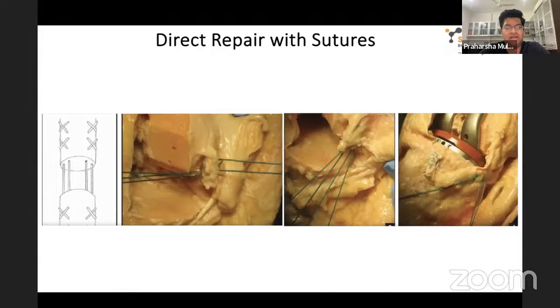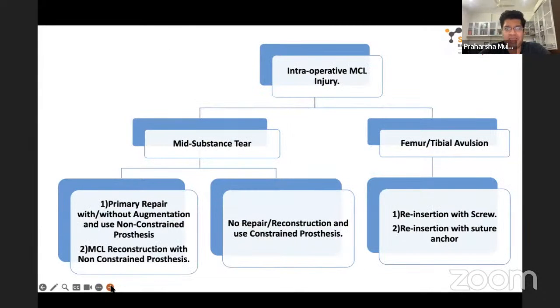So don't cement your components until you have the sutures in place, but don't tighten it. You finish your cementing, come back in, and then you do it with a trial insert. See how much stability you are getting after you tighten these sutures, and then you can decide on your final poly size.